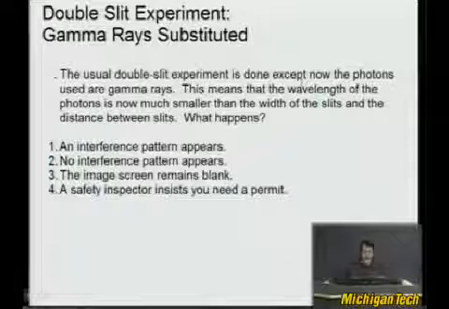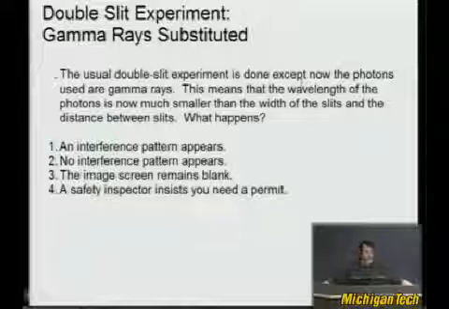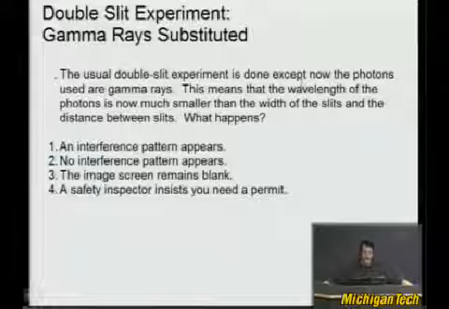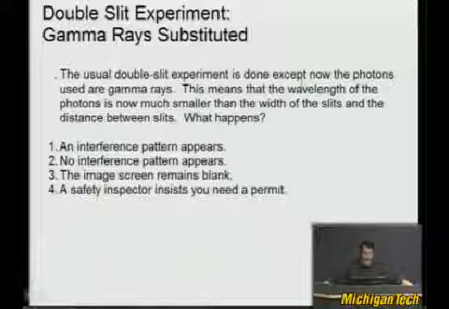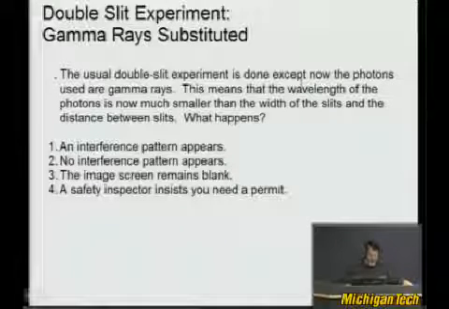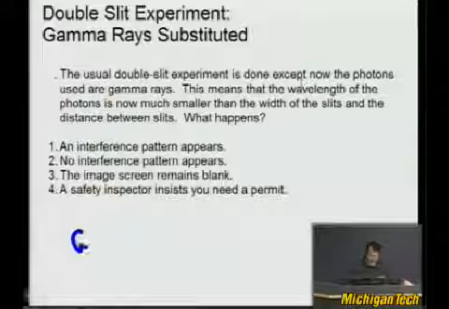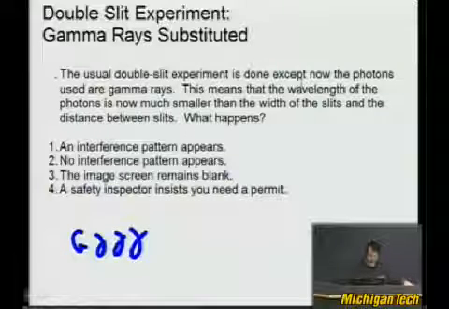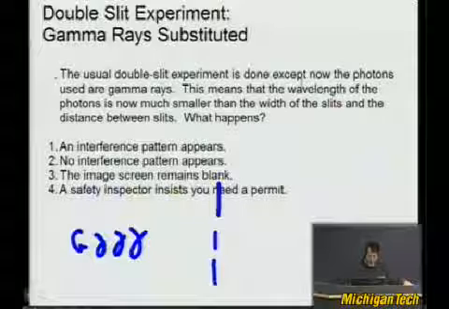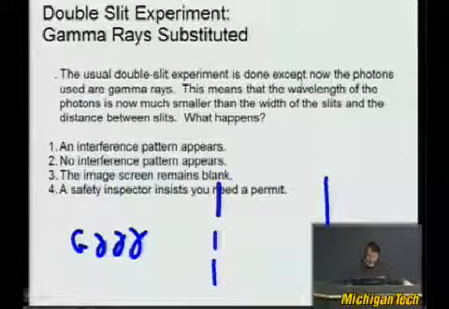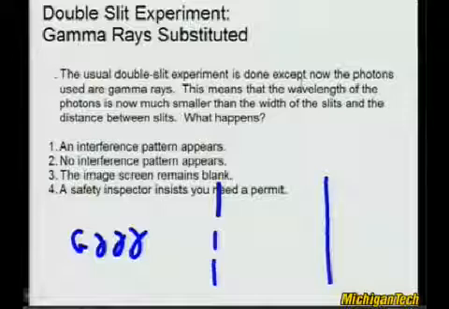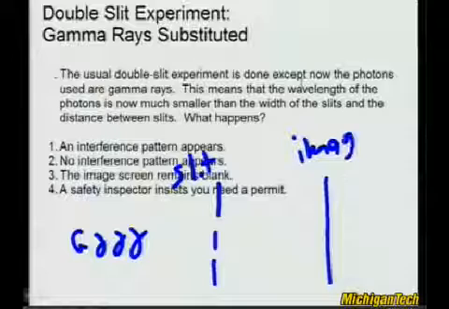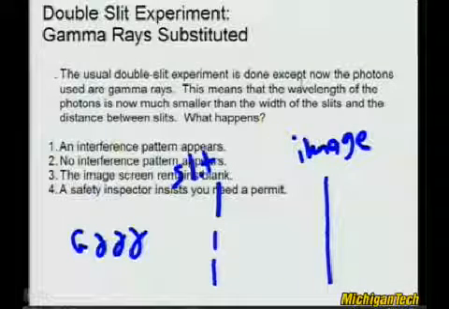So let's now take the same double slit experiment, and this time we're going to substitute in gamma rays for the photons. We're going to bring in a gamma ray source. This means that the wavelength of the photons is now much smaller than the width of the slits and the distance between the slits. So here you have a gamma ray source, gamma, gamma, gamma. Here you have double slits. And here is the slit screen. This is the image screen. So you can say the gamma rays, when they hit the image screen, still create a spot.